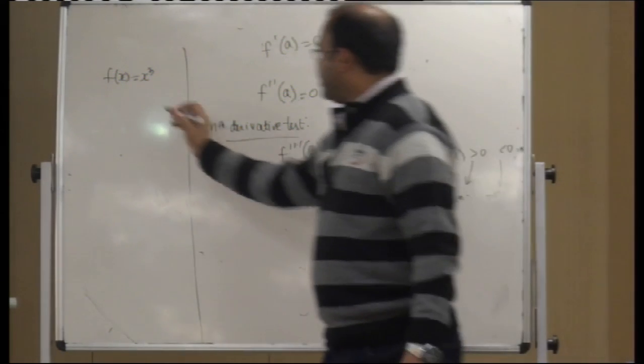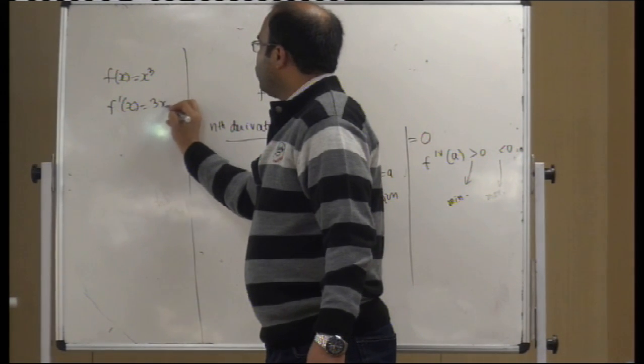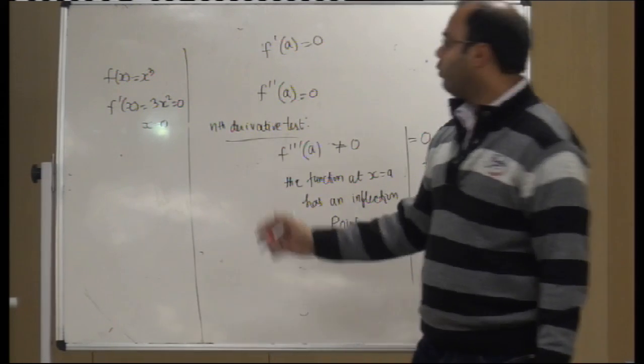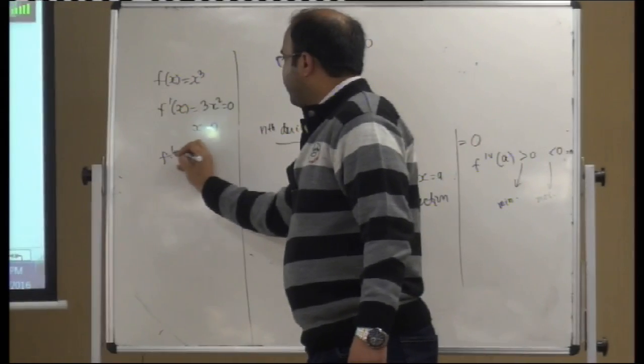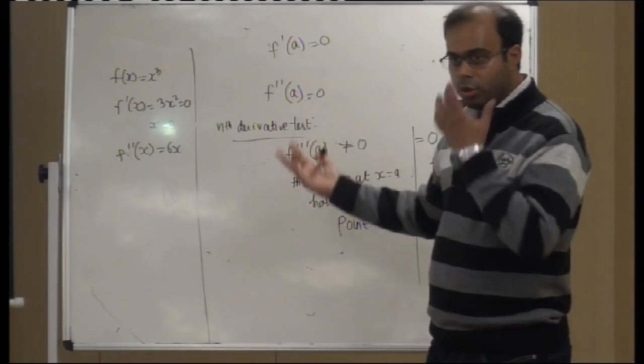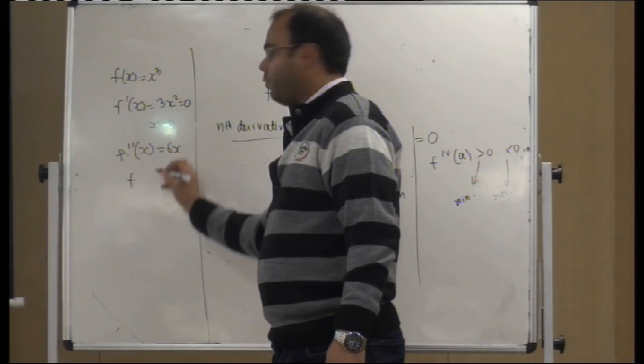When you differentiate it once, you get 3x square. When you equate it to 0, you get x equal to 0. Is this clear? Now you double differentiate it, so it will become 6x. When you put 0, it will give you 0. So x equal to 0 was the point where we have to check for maxima or minima.